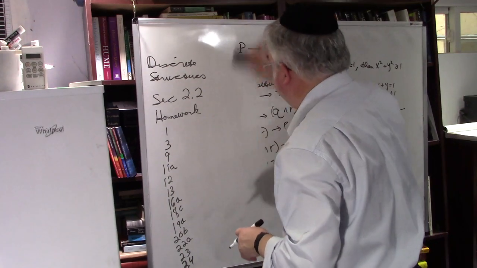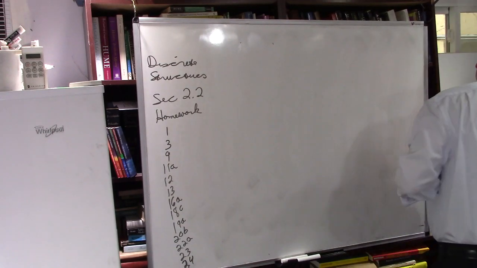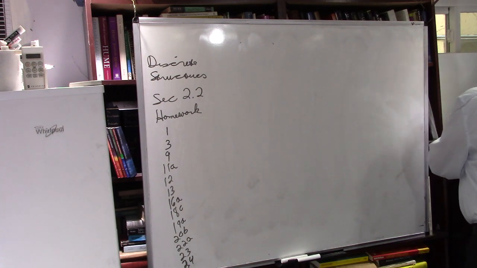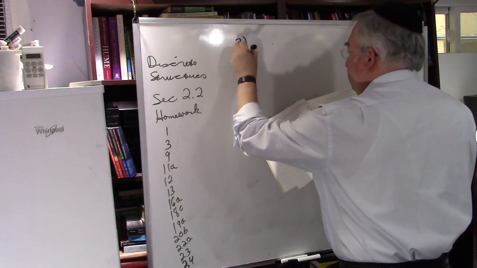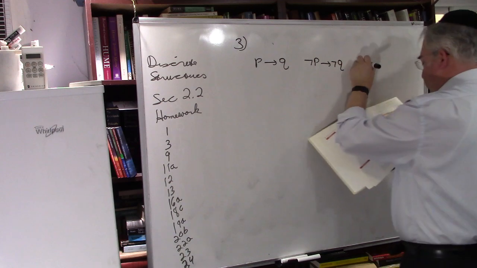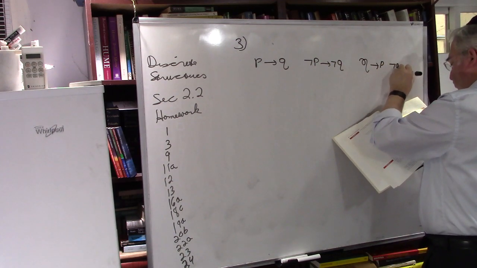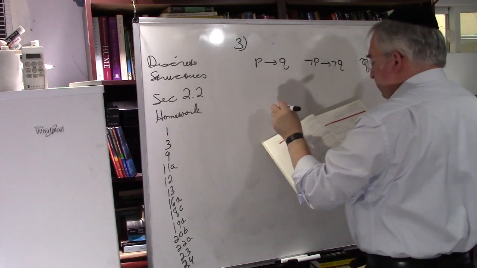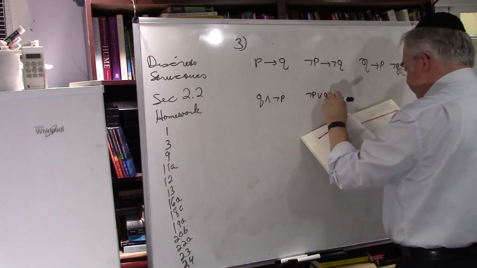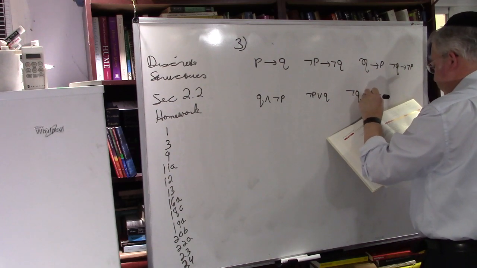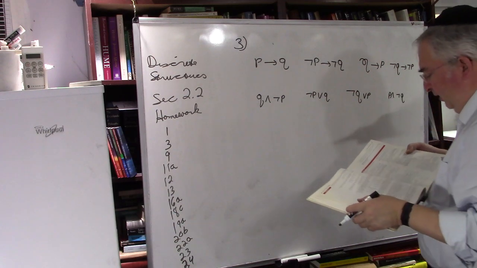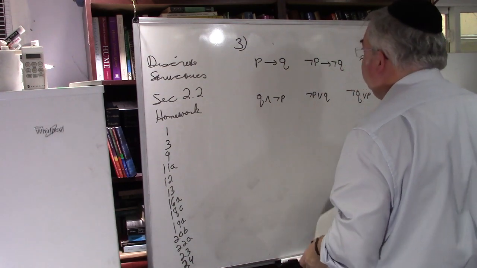Let's do number 3. Okay, so let's just write them all up so we don't have to look at the book all the time. P arrow Q, not P arrow not Q, Q arrow P, not Q arrow not P, Q and not P, not P or Q, not Q or P, P and not Q.